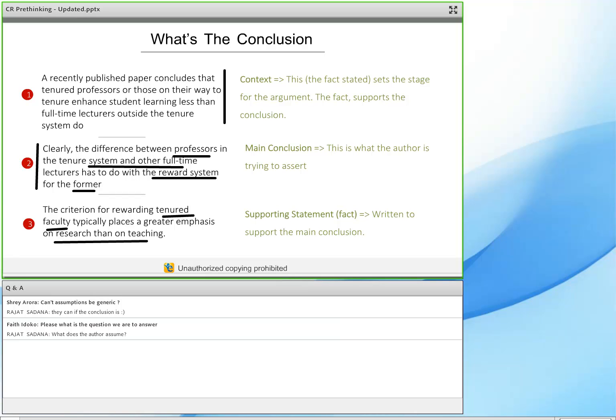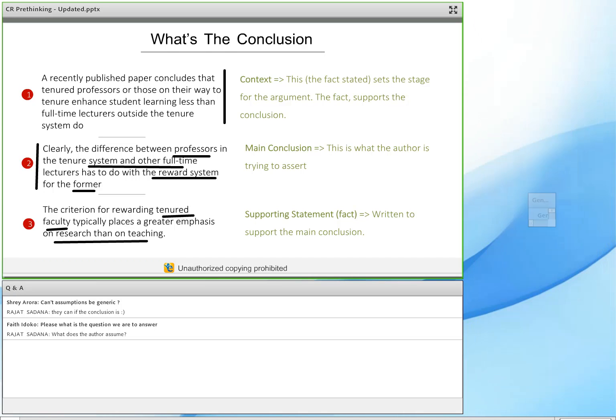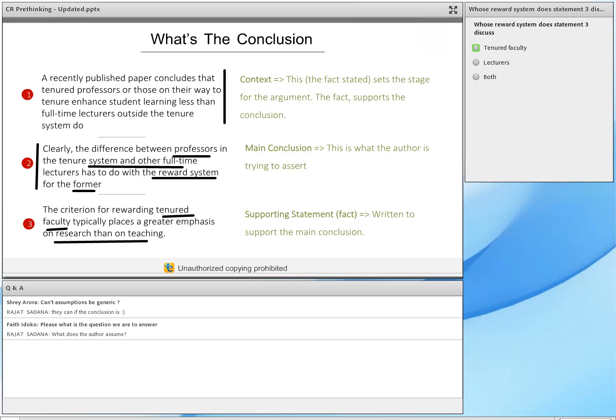So tell me one thing. What do you understand by the last statement over here, statement number 3? What do you infer from statement number 3 in this argument? Or let me ask this other question. Whose reward system does statement number 3 discuss? Is it tenured faculty? Is it lecturers? Or is it both?